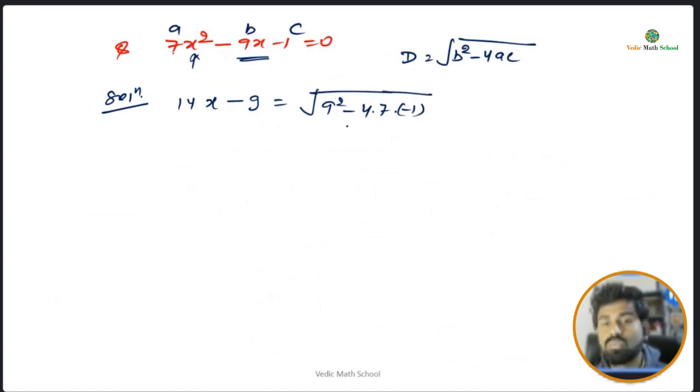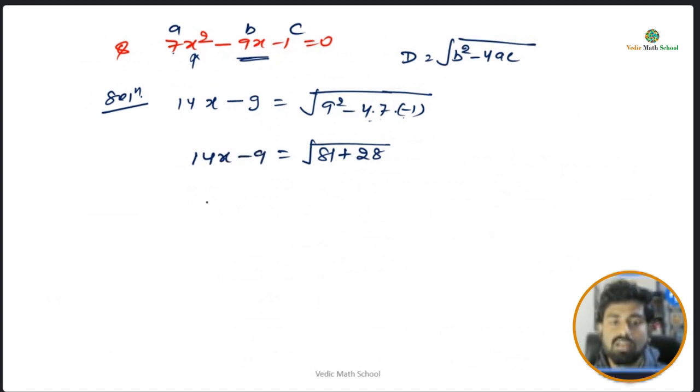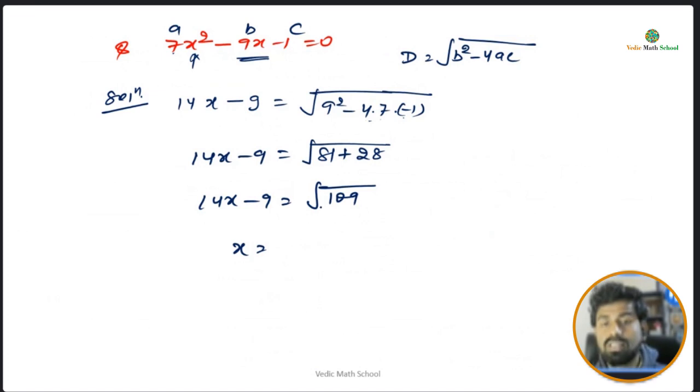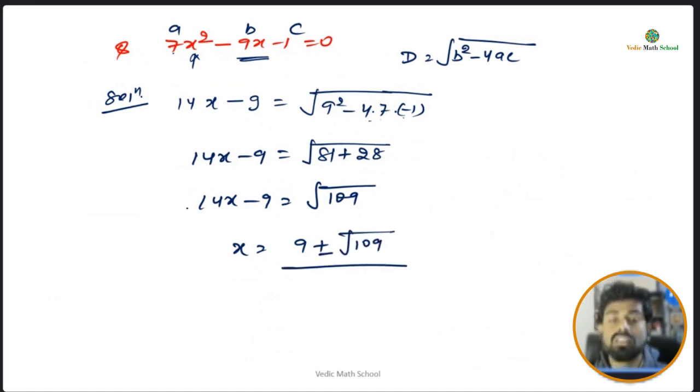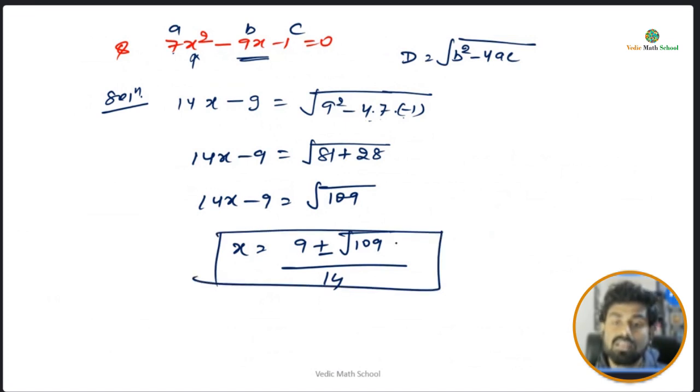So now do it. 9 square, 7 4 28, 28 will be added here. So 9 square is 81, plus you are going to add this. What will you get? 81 plus 28. So in that case, this is 14x minus 9. Now 14x minus 9 equal to, this is root under what? 28 plus 81 is 109. 109. So x equal to what? I'm going to write it down here. So plus 9. This 9 will become 9 plus, or you can write minus, root 109 upon this 14 here. So this is the value of x, right? This is the value of x.